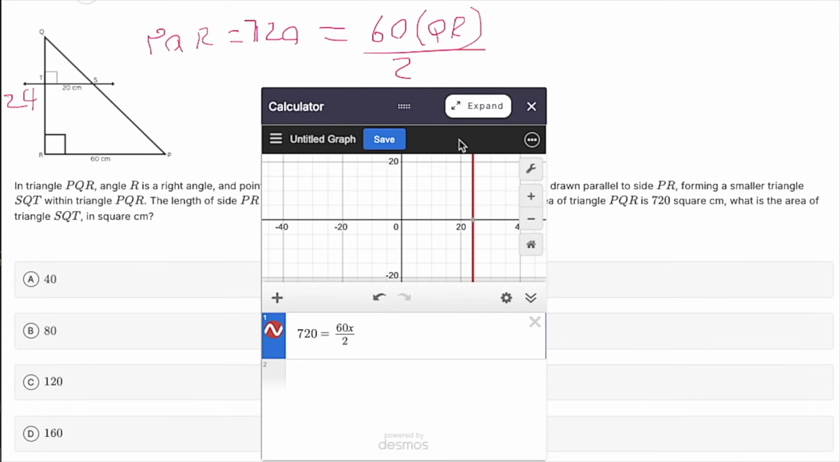And then it's asking us the area of SQT, which is the smaller triangle. So now we just need to use a proportional relationship. We can tell that the smaller triangle is 3 times smaller than the big triangle. So we already know that our base would be 20. And then 24 divided by 3 is going to be 8. So it'd be 20 times 8 divided by 2, because QT is going to be 8. That's the same thing as 10 times 8, which is just 80. So our answer should just be 80.